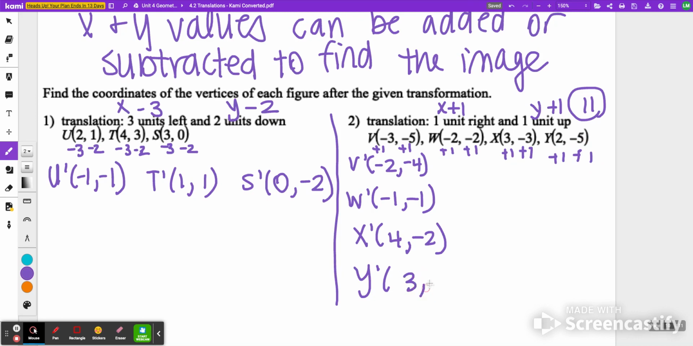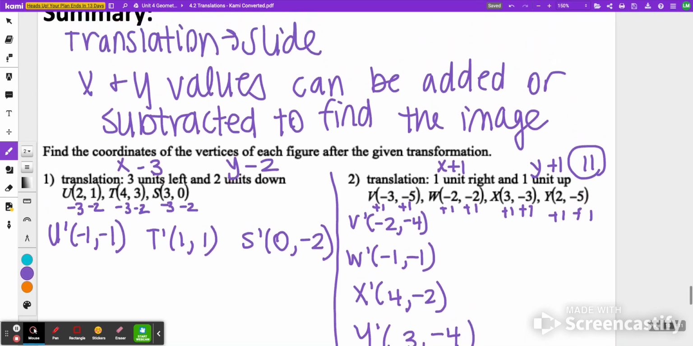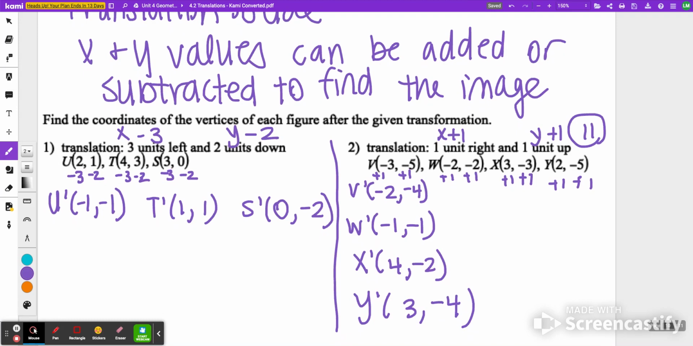I get 3, -4. So again, in summary, you can take your x and y values and add them or subtract them to your pre-image to find your image instead of having to graph them all the time.